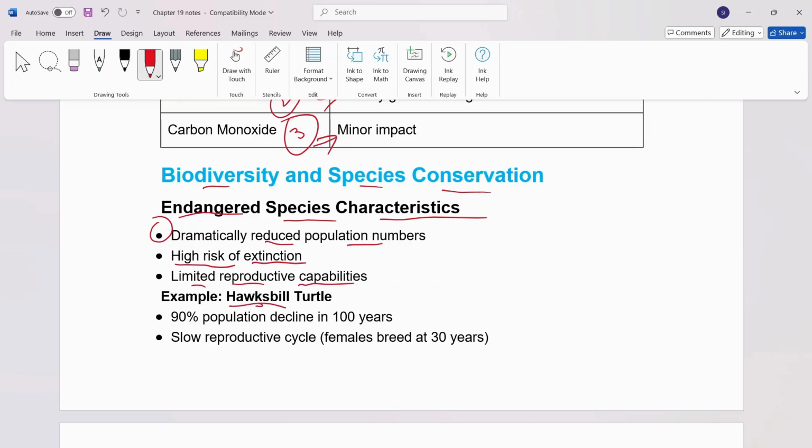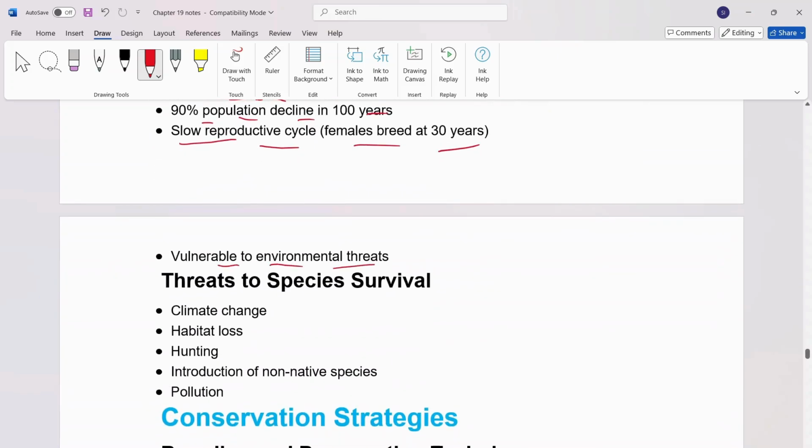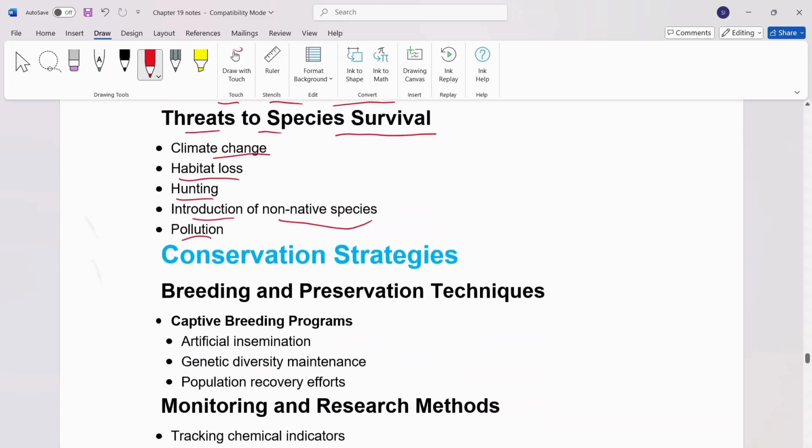Example: hawksbill turtle, 90% population declined in 100 years. Slow reproductive cycles, female breeds at 30 years. Vulnerable to environmental threats. Threats to species survival: climate change, habitat loss, hunting, introduction of non-native species, and pollution.